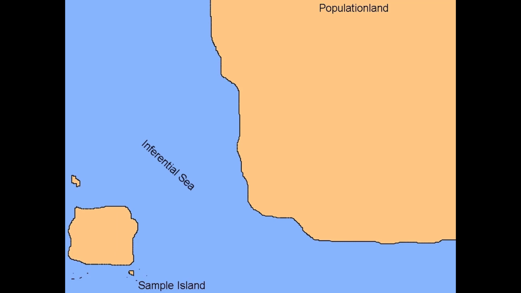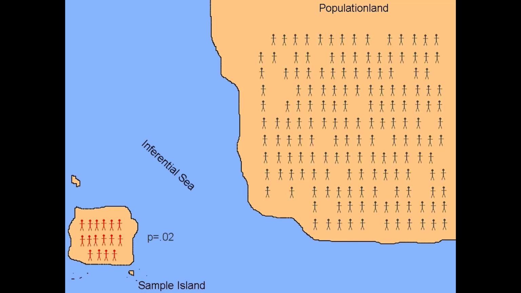By now, something should be striking you as troublesome. We're on Sample Island, and we have no clue what is going on over in Population Land. All we can do is use the data from our participants to make a guess. This guess could be correct or incorrect, but we will never know. That is a problem that is related to some very fundamental misconceptions about p-values.